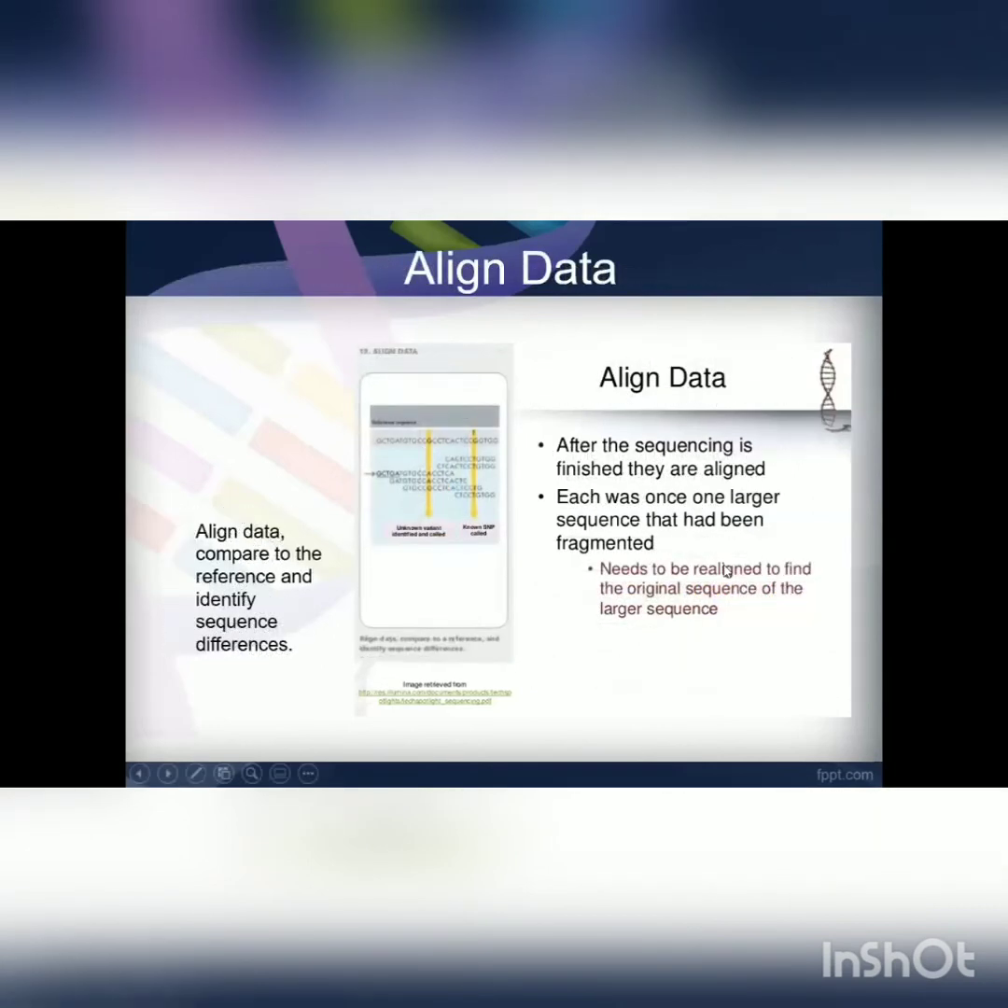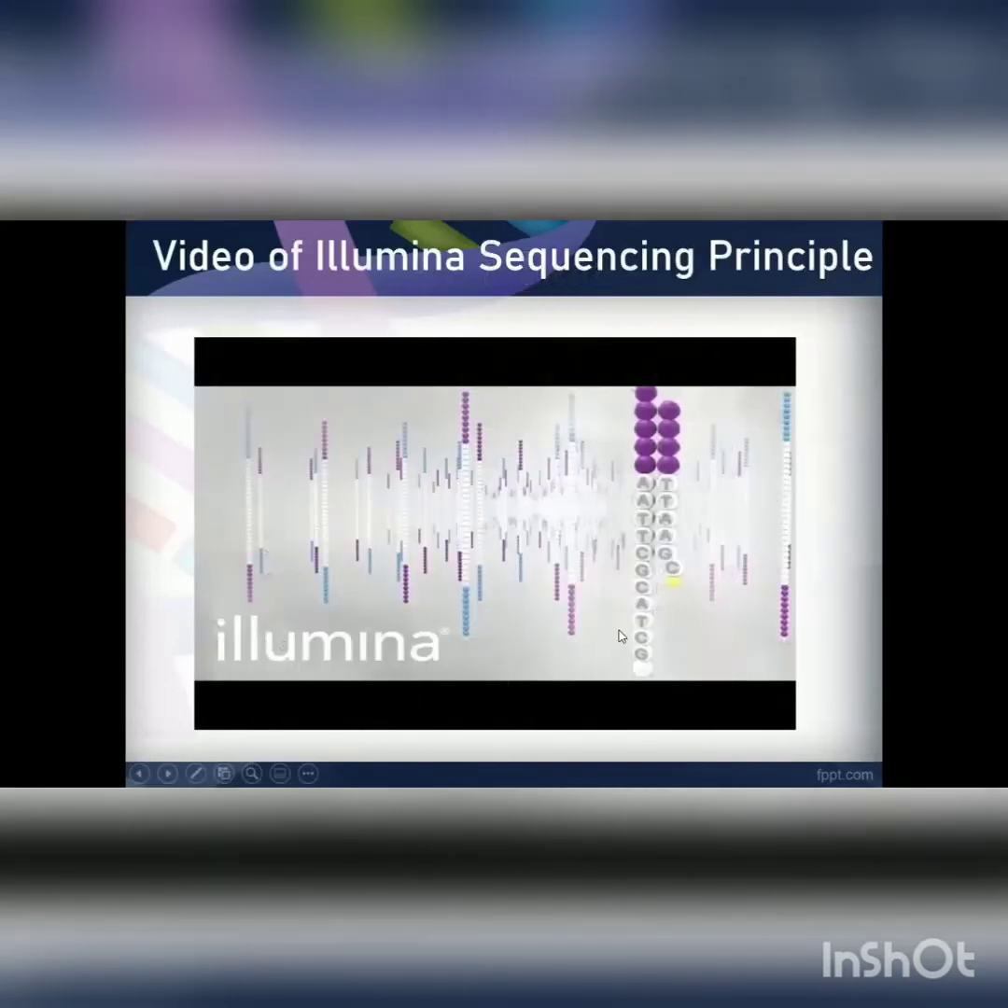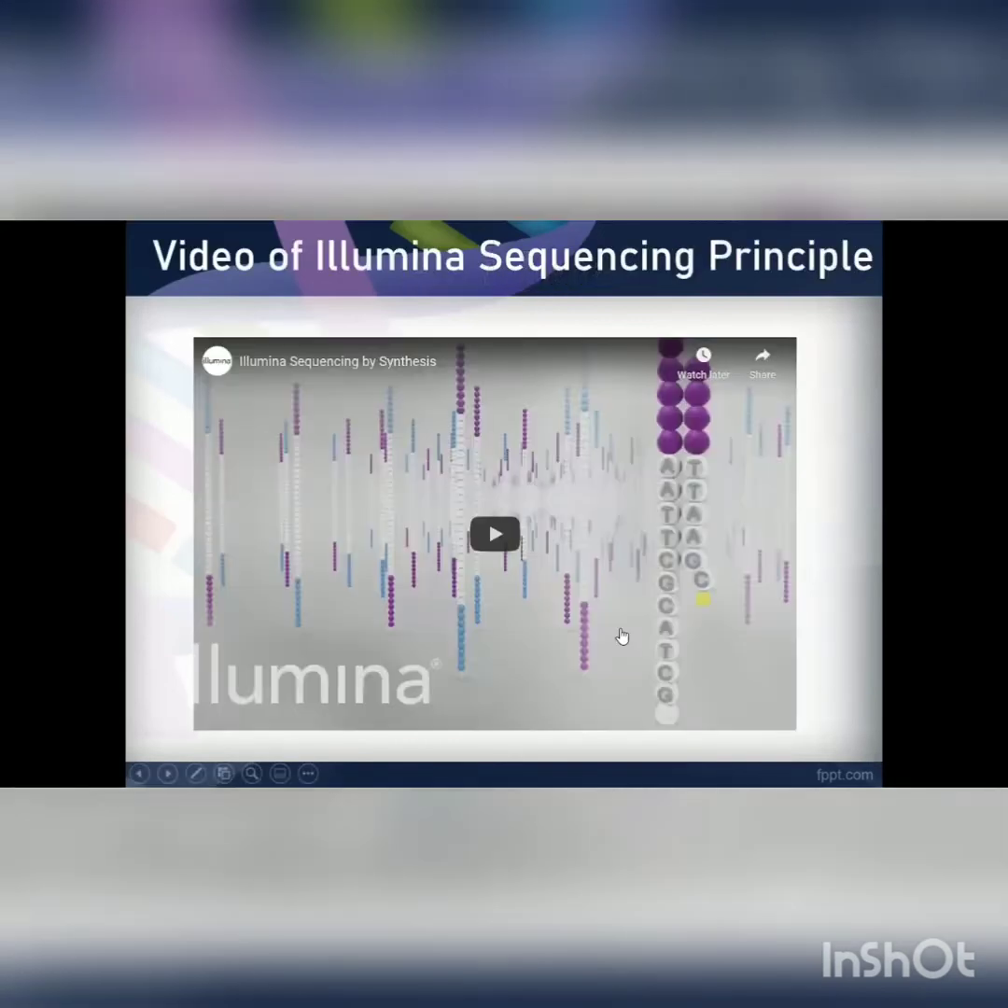So finally, you would have to align the data with the reference data. So you would align this sequence with the reference sequence to find out the differences between them. Now I would like to show you a short video of this Illumina sequencing principle so that the concept is clear.